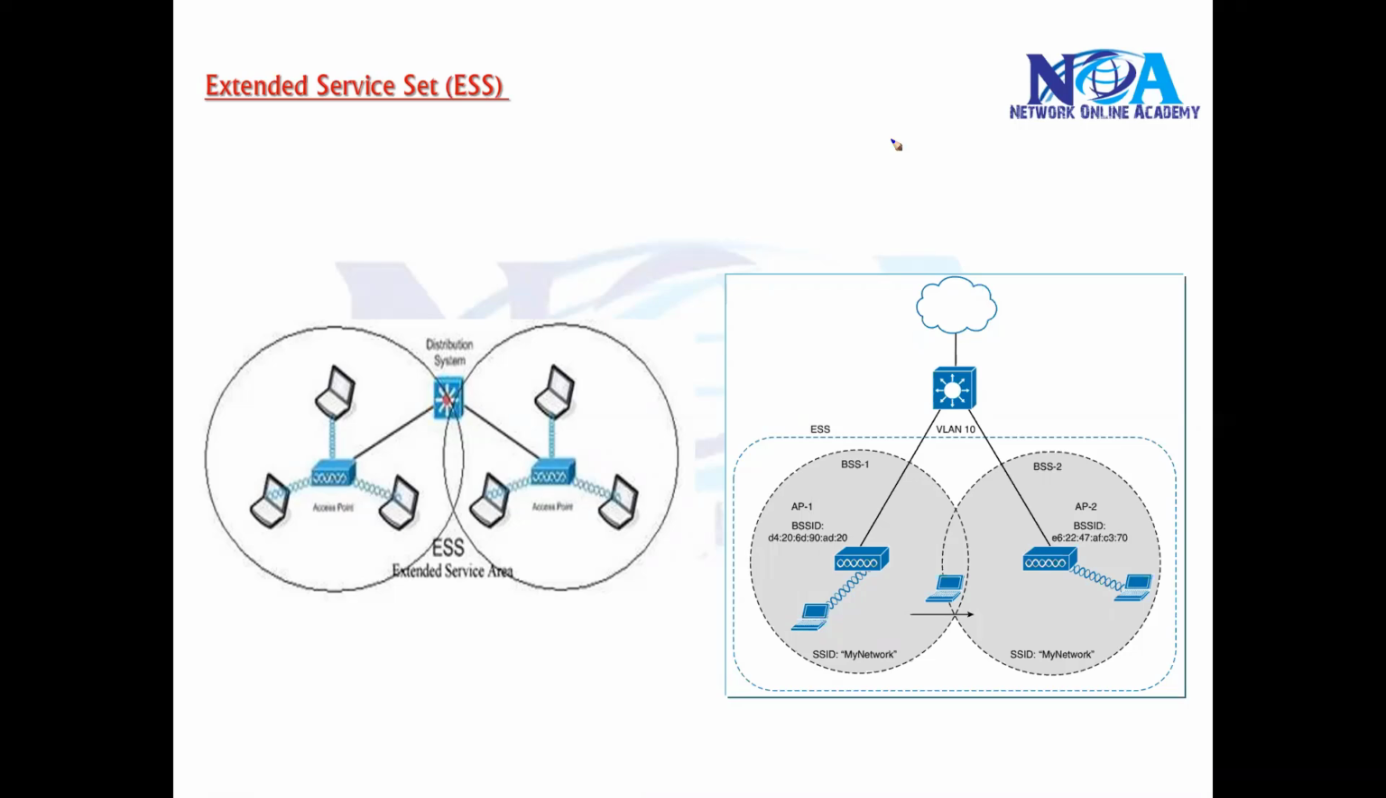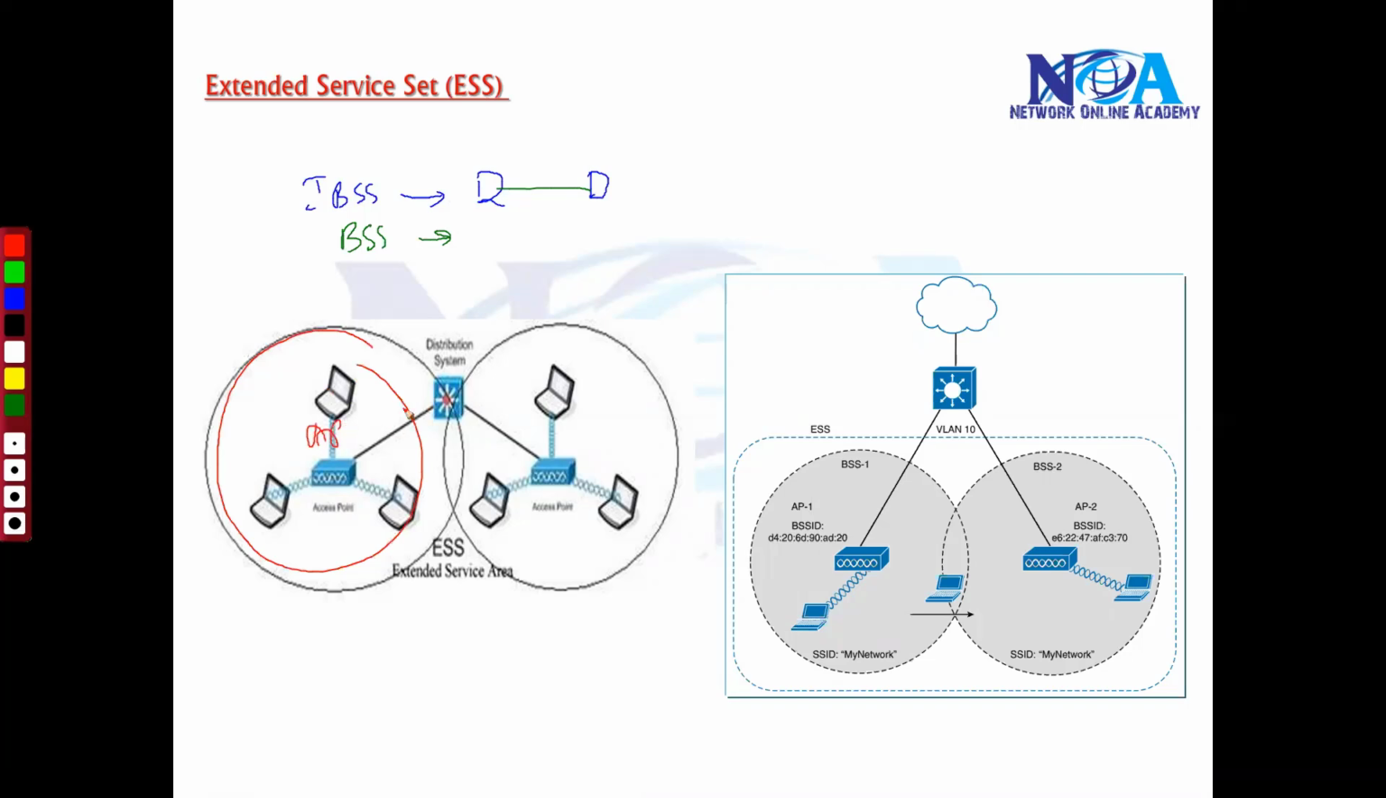Now, next thing we have something called extended service set. In the previous sections, we have discussed something called independent basic service set, where you connect two devices without an access point. And then we have seen something called a BSS, where you do have an access point, and that access point is providing the connectivity.